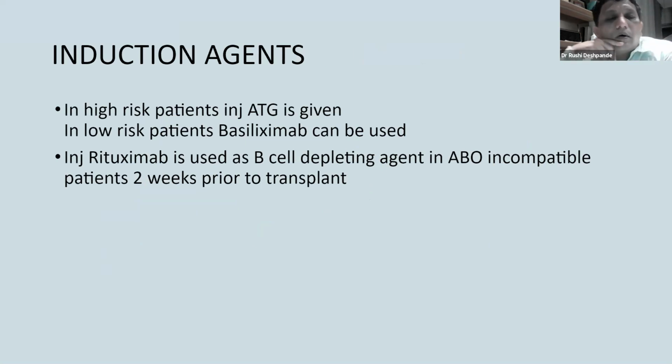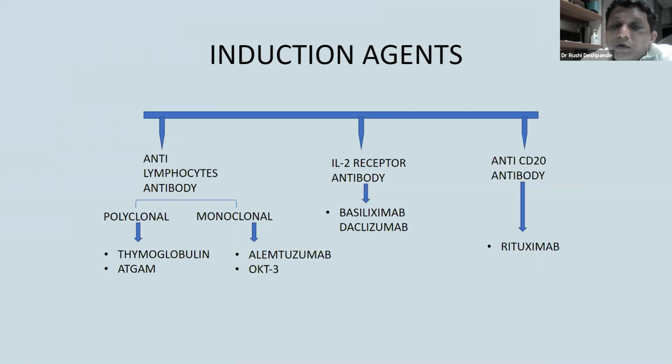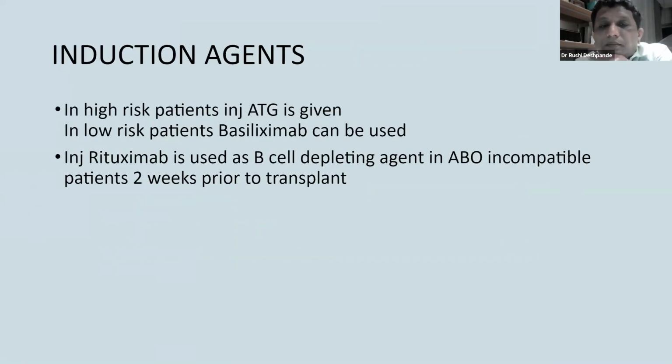Now, how does all this that we went through help us? Low risk, high risk, that PRA less than 20, more than 20. It helps us choose the induction agents for our transplants. So in a high-risk patient, we can give injection anti-thymocyte globulin as an induction to decrease the risk of rejection. And in the low-risk patient, we will use an anti-interleukin, the IL-2 receptor antibody, basiliximab.